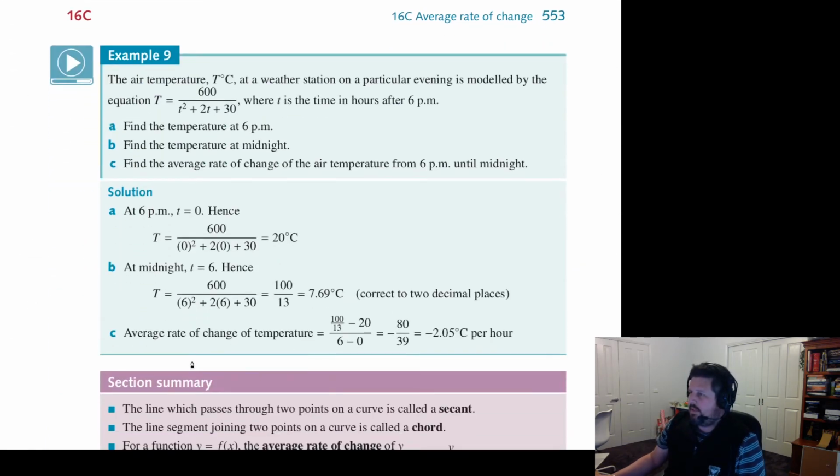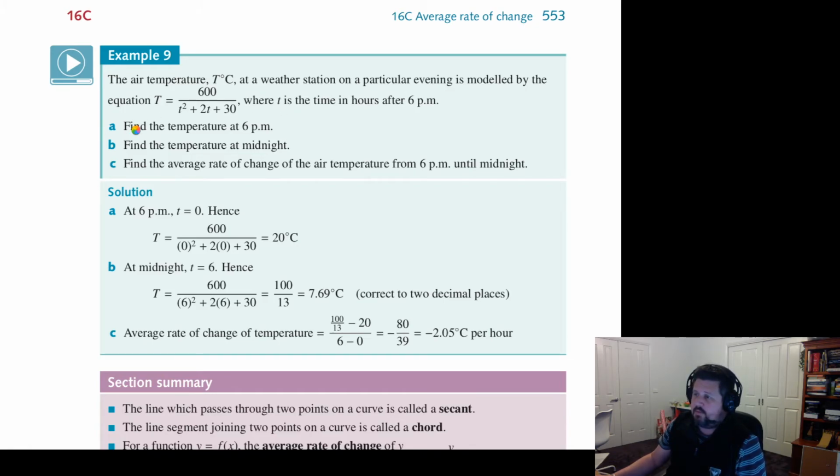This is a good one. It's the air temperature question. It says the air temperature in T degrees Celsius at a weather station on a particular evening is modeled by the following equation. And this is where T is in time in hours after 6 p.m.